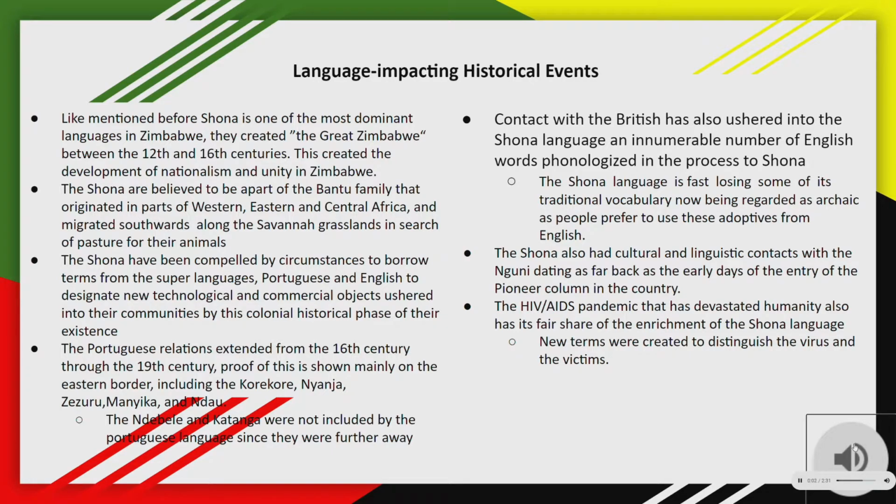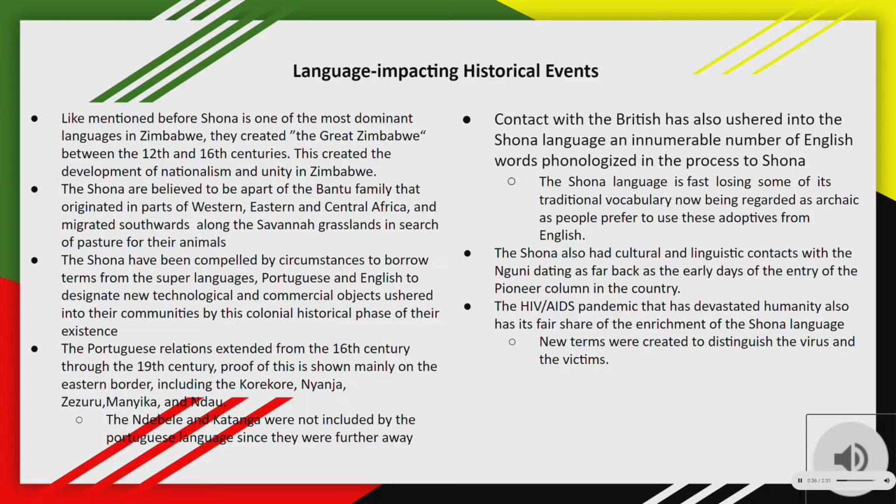Language impacting historical events. Like mentioned before, Shona is one of the most dominant languages in Zimbabwe. They created the Great Zimbabwe between the 12th and 16th centuries. This created the development of nationalism and unity in Zimbabwe. The Shona are believed to be a part of the Bantu family that originated in parts of Western, Eastern, and Central Africa and migrated southwards along the savanna grasslands in search of pasture for their animals.